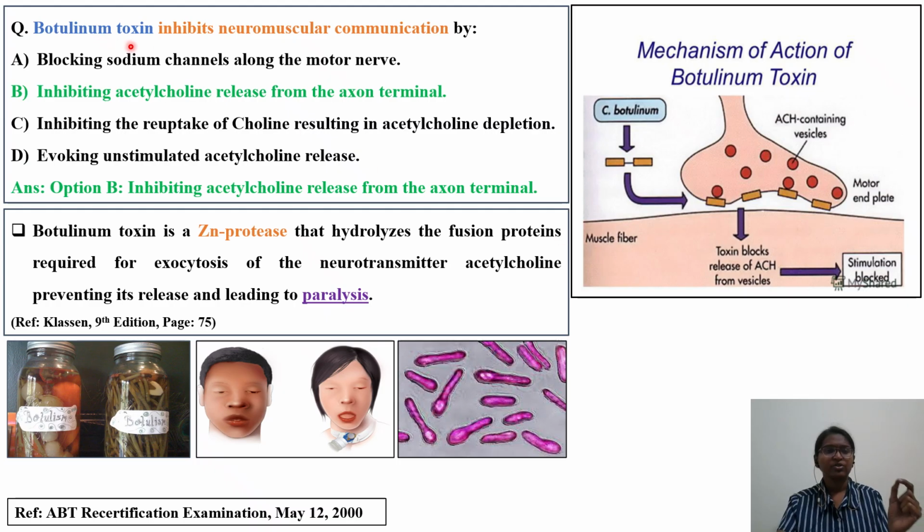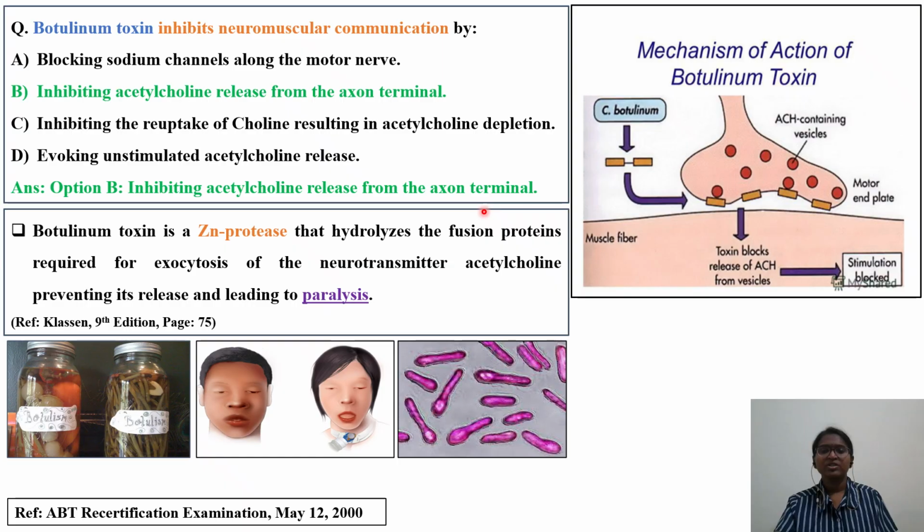The question is, botulism toxin inhibits neuromuscular communication by: option A, blocking sodium channels along the motor nerve; option B, inhibiting acetylcholine release from the axon terminal; option C, inhibiting the reuptake of choline resulting in acetylcholine depletion; option D, evoking unstimulated acetylcholine release. The right answer will be in the green text, that is option B, inhibiting acetylcholine release from the axon terminal.